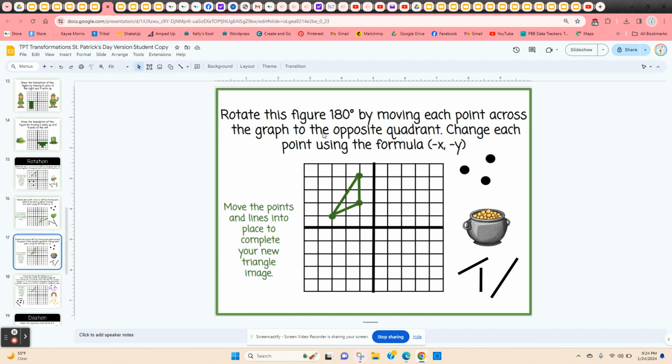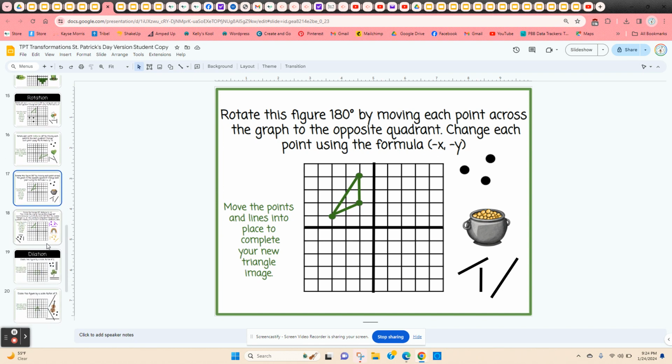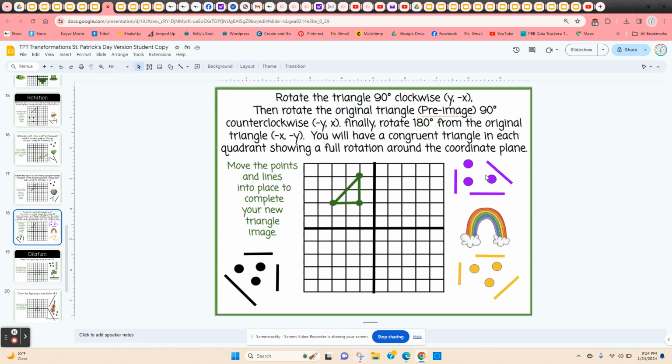And then they're going to be rotating 180 degrees, which would place it in quadrant 4. So it's going to be opposite. And the formula for that is also given. On the final rotation slide, you're going to have all 3 rotations around the origin. So when it's completed, you'll see all 4. And you have all the points and all the lines for the student to make the different triangles. And all of the formulas are also on here.